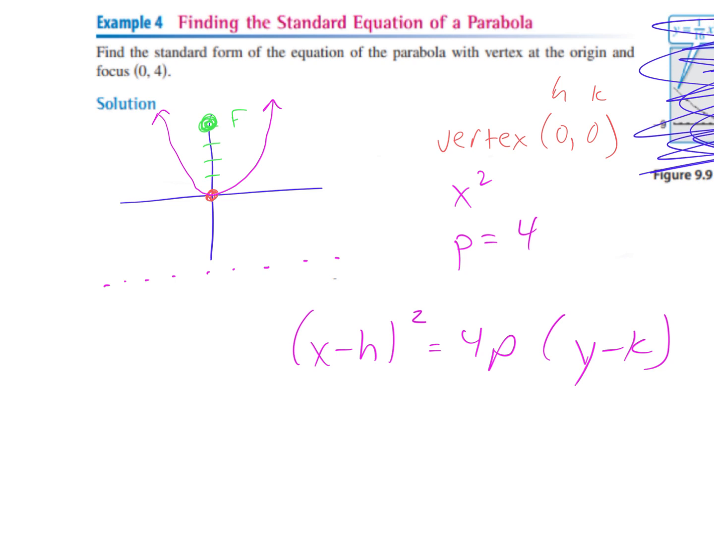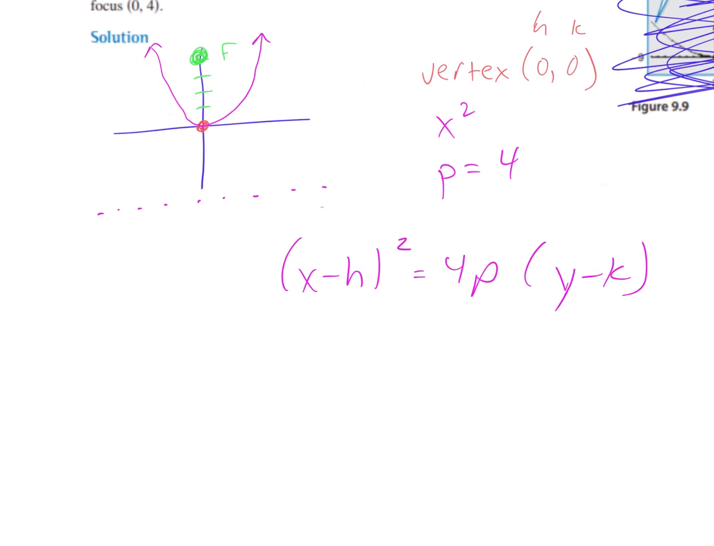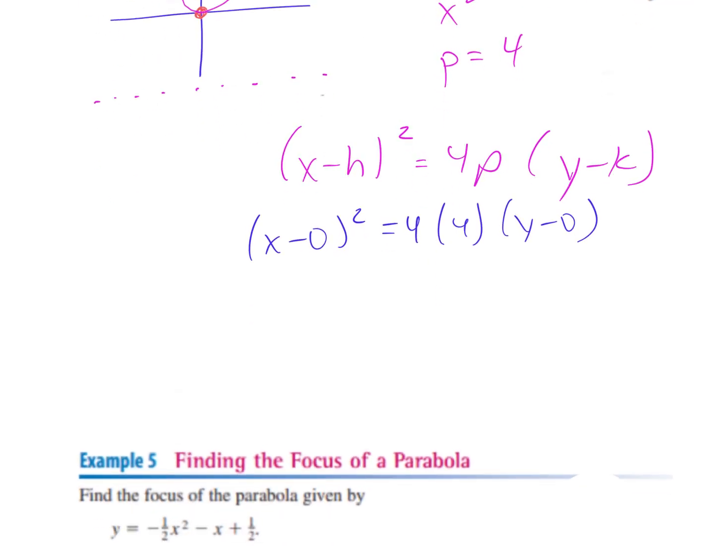So now let's just plug in what we know. We can say, okay, I have x minus 0 squared equals 4 times what? 4. And then y minus 0. Would we leave it like that? No. So what's x minus 0? X. So you have x squared equals, what's 4 times 4?